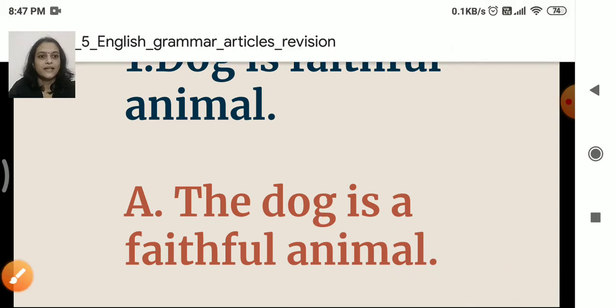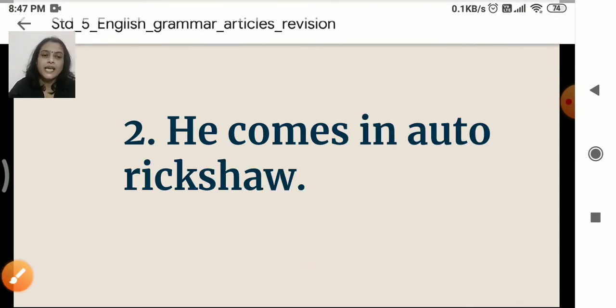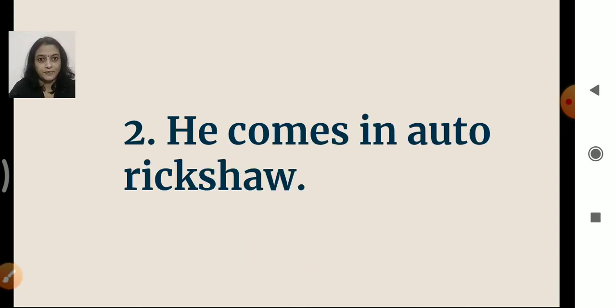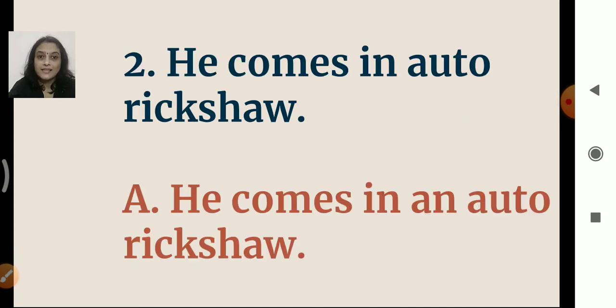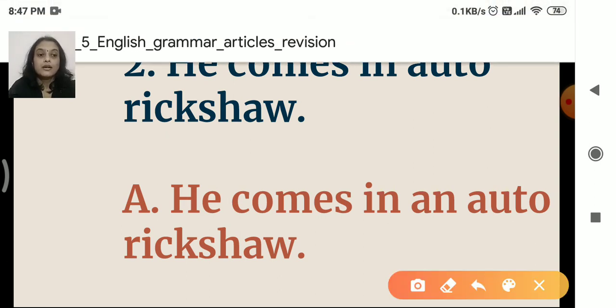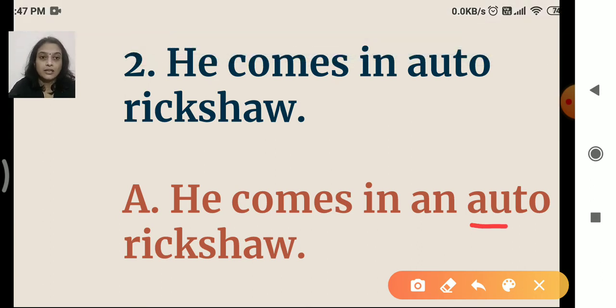Okay, let's move ahead. He comes in auto rickshaw. So the answer is, he comes in an auto rickshaw, isn't it? Why has "an" come here? Auto starts with A, right? So A is a vowel sound. That is why an auto rickshaw. He comes in an auto rickshaw.